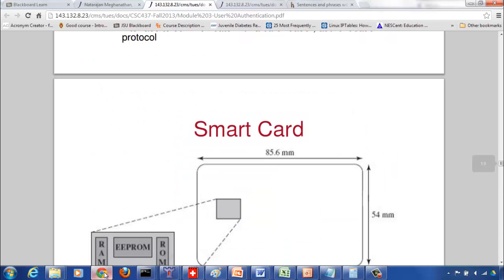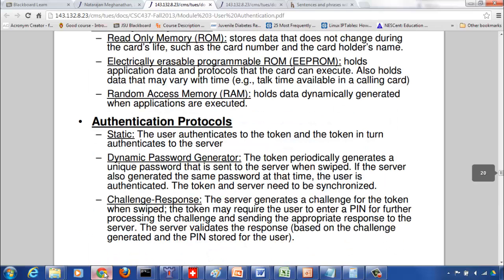Or as we saw, the server could send some question, a challenge, and then the user would be required to participate in it by again entering a PIN number as part of the response calculation process, and then the token could send the response back to the server, which is further validated. So all these things require the token to be actively involved in the authentication process, whereas in the first two cases, the token is not actively involved. It's just the swiping or entering the PIN number. It's not really involving the token. Okay.